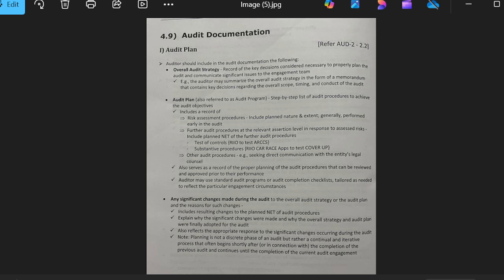So the point to be noted here is that planning is not a discrete phase of the audit, but rather a continual and iterative process that often begins shortly after the completion of the previous audit and continues until the completion of the current engagement. So planning continues throughout the audit. Even during the completion or the fieldwork phase, we review the work planned in the planning section, assess it, update it, and revise it if required.